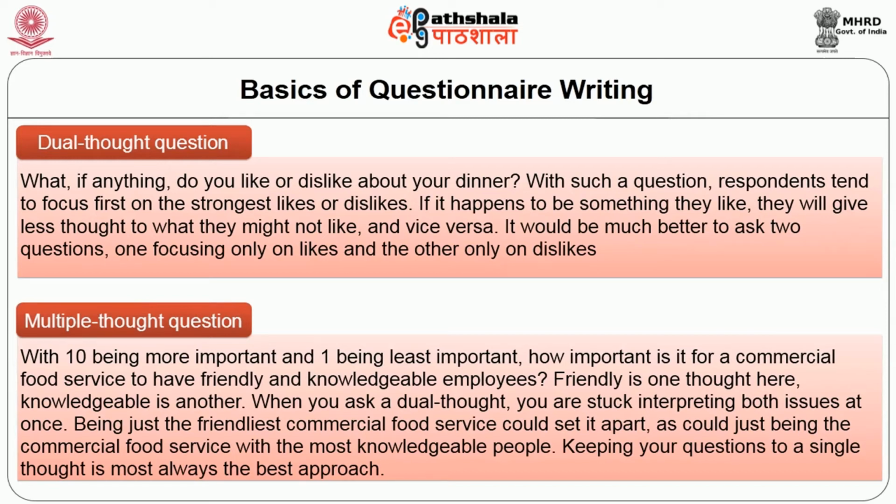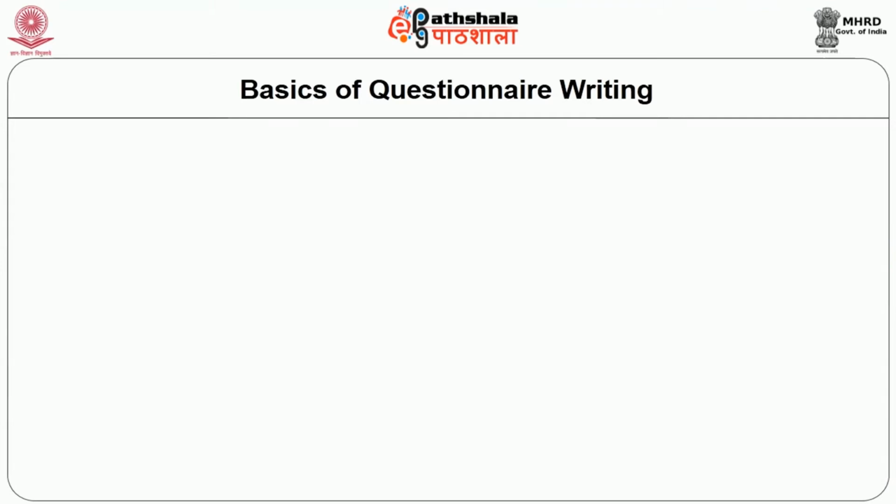When you ask a dual thought question, you are stuck interpreting both issues at once. It is probably a good idea that a commercial food service should have both friendly and knowledgeable employees, but it might not be necessary. Being just the friendliest commercial food service would set it apart, as could just being the commercial food service with the most knowledgeable people. Keeping your questions to a simple thought is almost always the best approach.